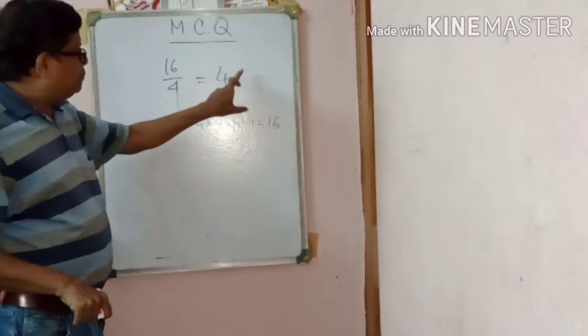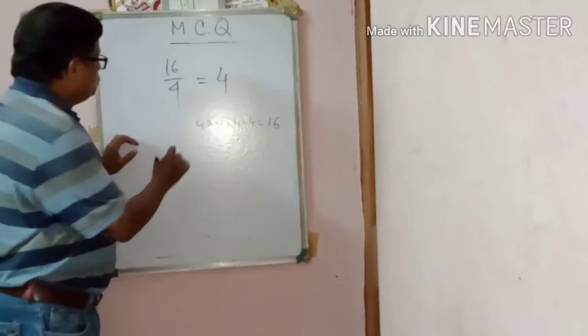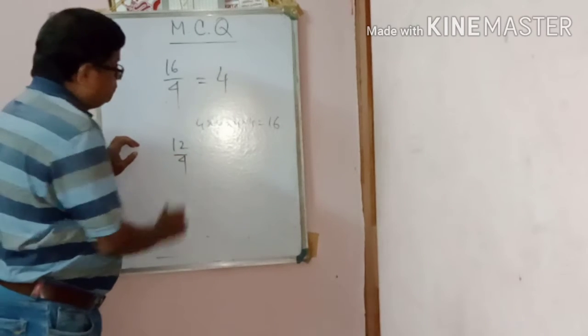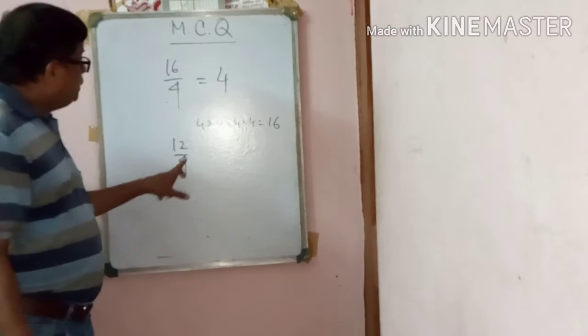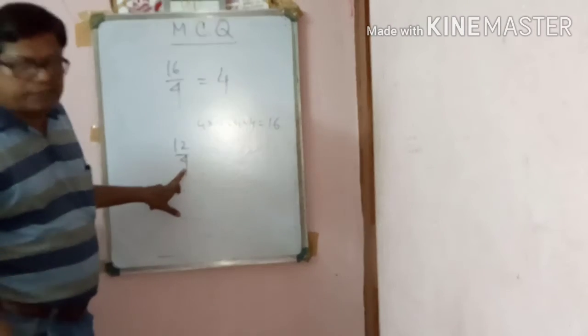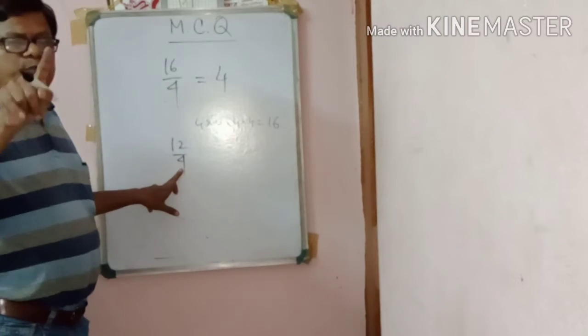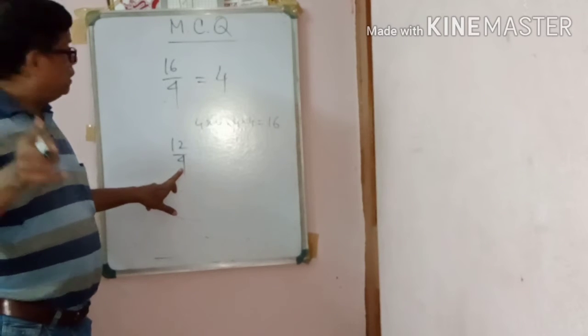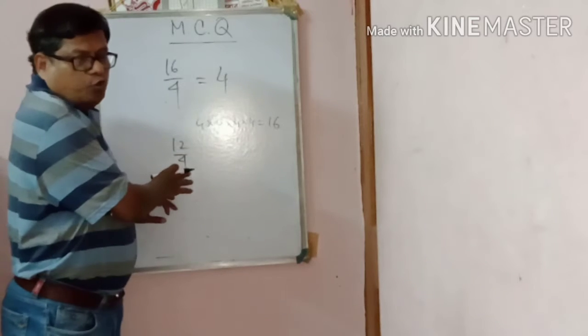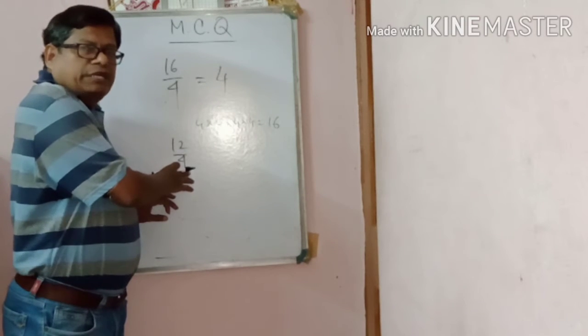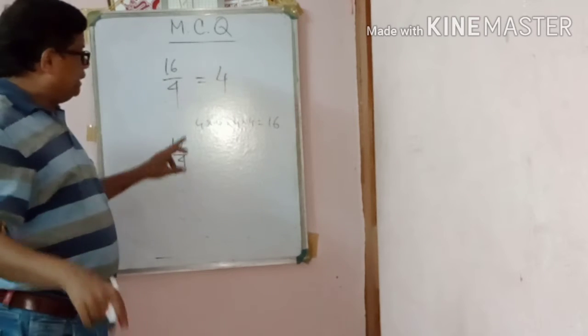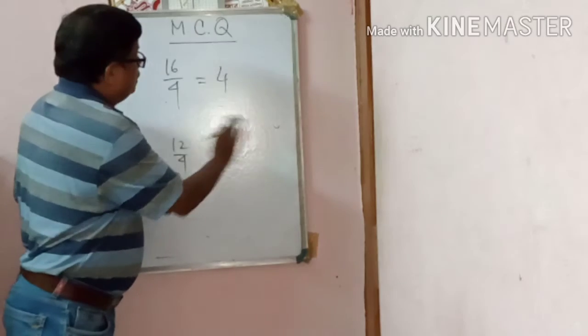Okay. 4 times required. Suppose 12 by 4. How many 4s are required to make 12? 3 times. 4 plus 4 plus 4. Here also, how many 4s?